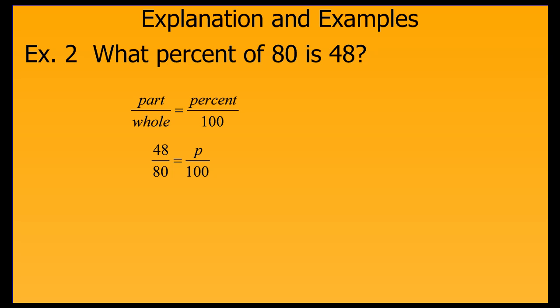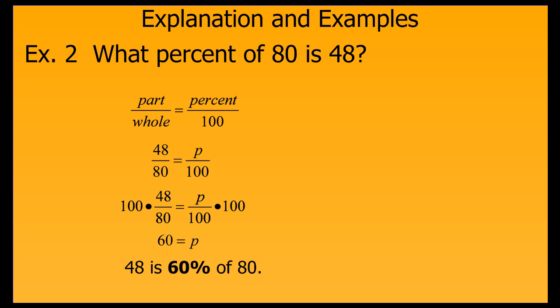We're trying to figure out what number p that when divided by 100 is equal to 48 divided by 80. So we want to do the opposite, or the inverse, of dividing by 100, so we multiply both sides by 100. Then we simplify. 100 times 48 divided by 80 gives us 60 for p. That means our solution is 60%. 48 is 60% of 80.